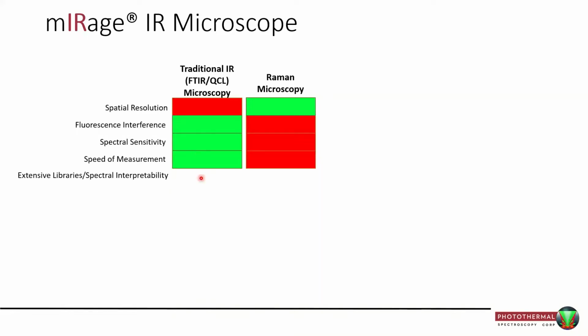Spectral interpretability, or the availability and extensiveness of libraries, is going to give that green to the IR, because there are about 10 times more commercial libraries or spectra for the IR compared to the Raman.